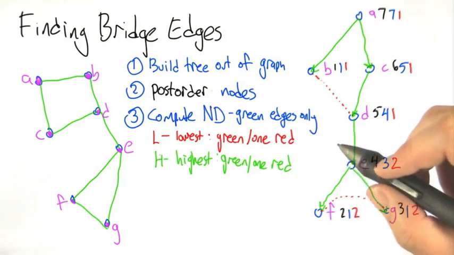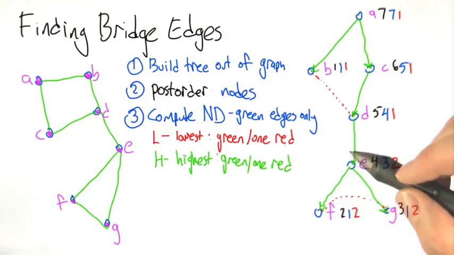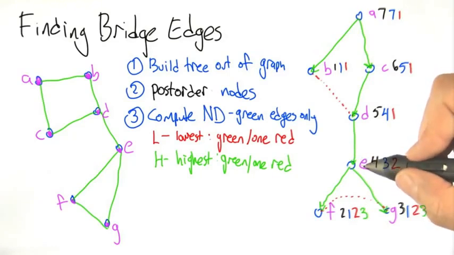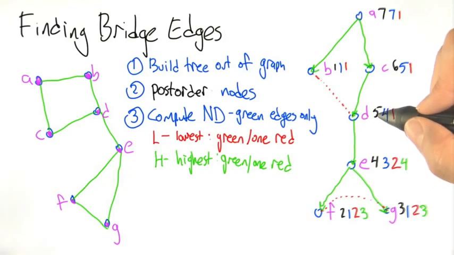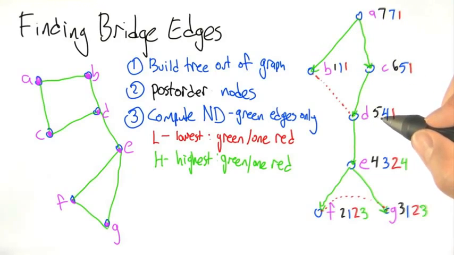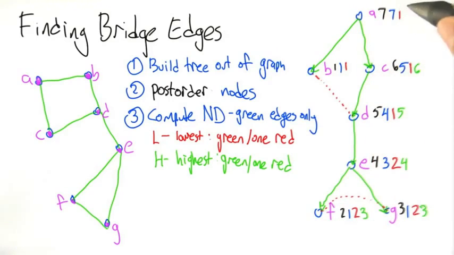H is the same idea, except of that same set that we computed for L, we want to know the largest value. For G, between F and G, the largest value is 3. For E, between E, F, and G, the largest value is 4. For D, D, E, F, G, and B reachable by a red edge, the largest value is itself, 5. C, same set, but we're adding in C now, and the largest value becomes 6. And A's set contains everybody, so that's going to include itself with a value of 7.